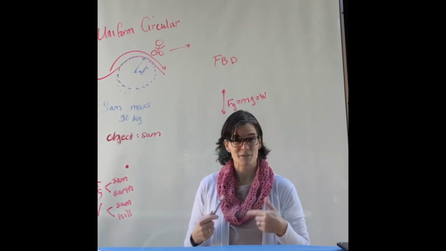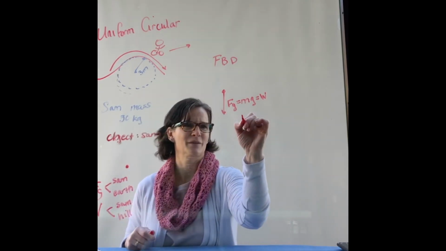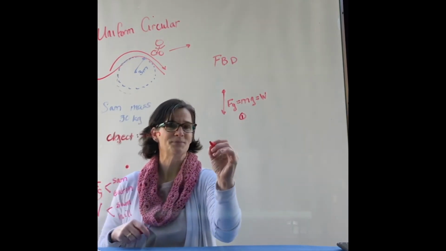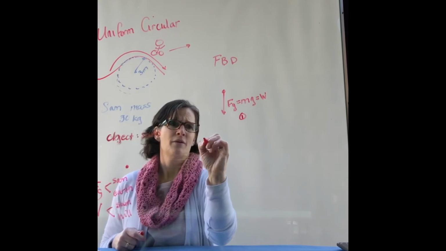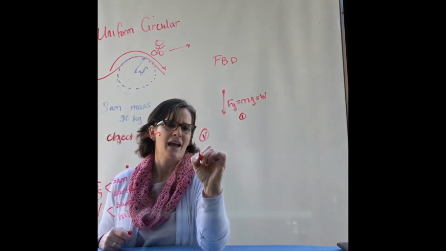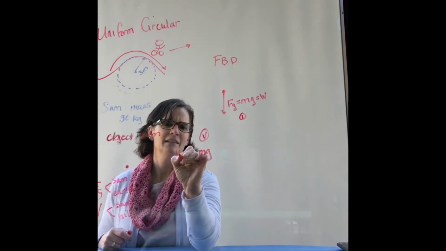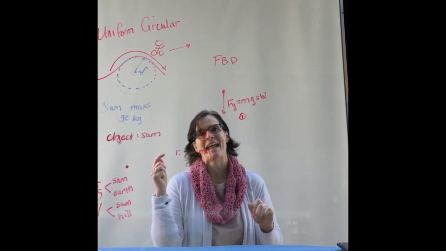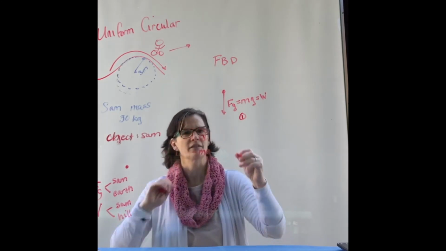All right, so let's now continue with our force analysis. We just have one force, so we're only going to look in the vertical direction. We have nothing happening horizontally. And we know that the force of gravity is acting in the vertical direction. It acts in the downward direction, so we put that negative in there.